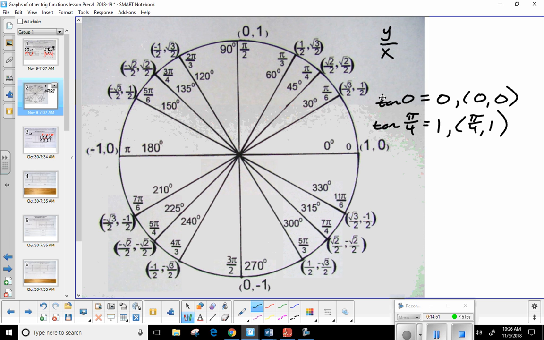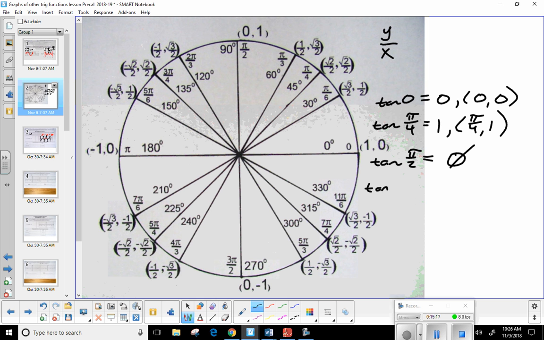Now, if I rotate pi over 4 more radians, well, now we're at pi over 2, right? Okay, so tangent of pi over 2, what's 1 divided by 0? Cannot be done. Remember, we can never divide by 0. Okay, now rotate another pi over 4 radians. Where am I? I'd be at 3 pi over 4.